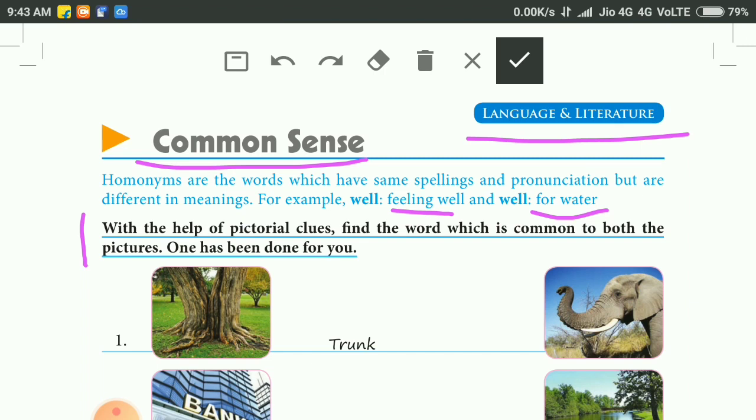In picture number 1, the word is trunk. Trunk is used for both the pictures. You can see here, this part of a tree is known as trunk and this part of an elephant is known as trunk. So you can use trunk for both the pictures. Now it's clear.